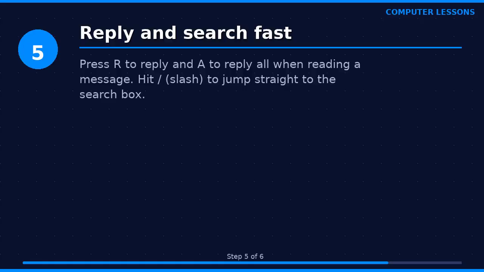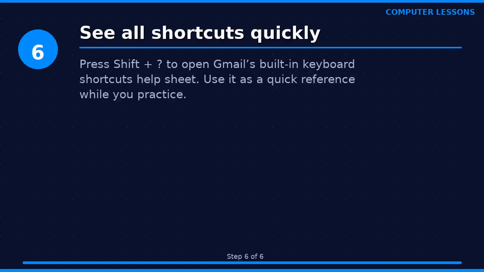Step 6. There are a lot more shortcuts than we can cover in one video, but Gmail has a built-in cheat sheet. Press Shift plus the question mark key, and a shortcuts window will pop up over your inbox. You can scroll through it and even keep it open while you practice. Think of it as your training wheels while you build the habit of using these keys. That's all you need to start flying through Gmail with keyboard shortcuts.